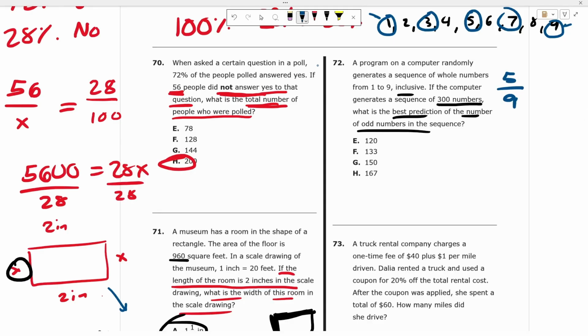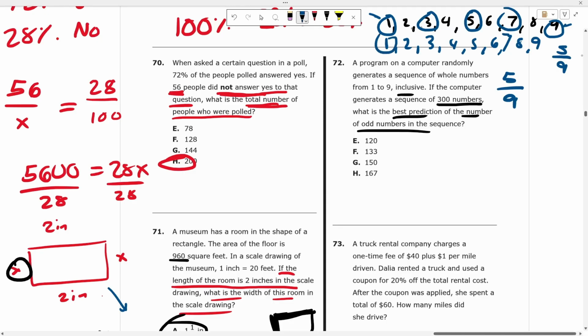So if I generate this sequence again, 1, 2, 3, 4, 5, 6, 7, 8, and 9, the same proportion is going to be true, right? We're still going to have 5/9 odd numbers. But in total, we're actually going to have 18 numbers. Or 5/9 times 2/2, now we have 10/18, right? We have 18 in total, but we have 10 odd numbers.